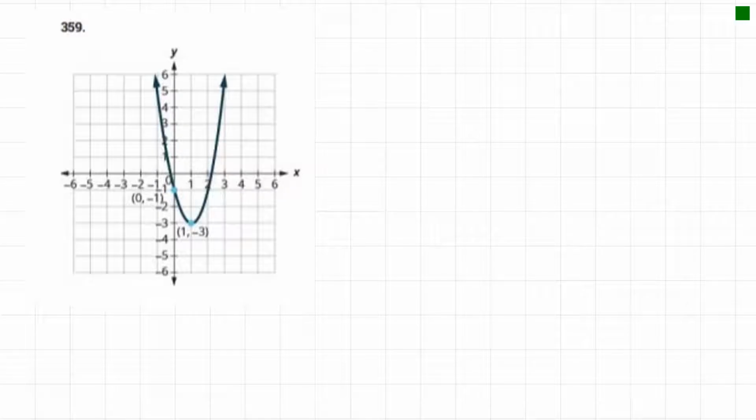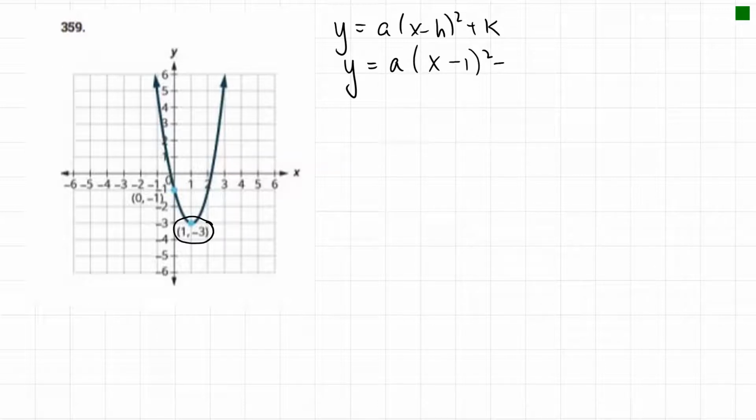So I'm going to do this question actually in two different ways. You need to find the equation of this parabola in the form y equals a(x minus h) squared plus k. So the first thing to notice here is that the vertex is at (1, -3). So that makes the first part of this problem fairly easy. It's going to be (x minus 1) squared minus 3. So it's getting the signs right that's probably the trickiest bit.